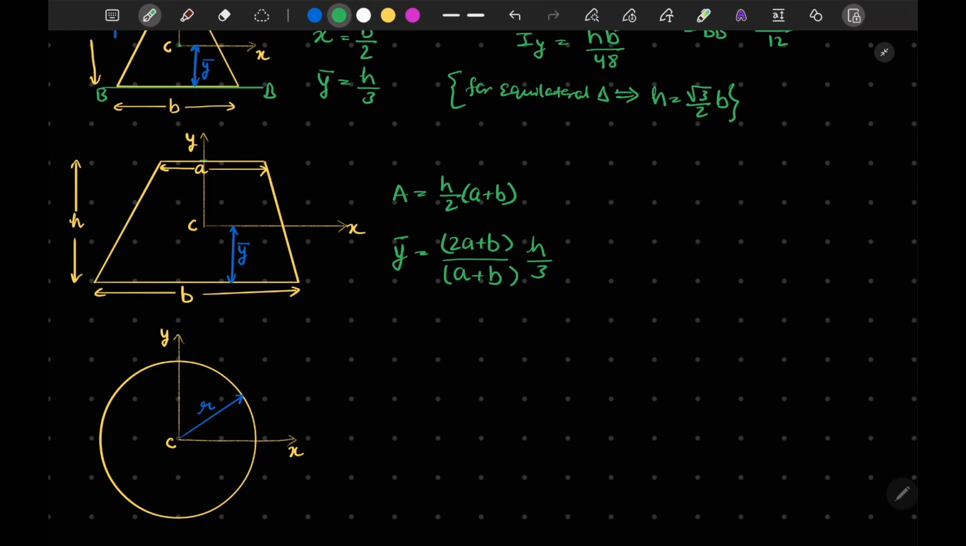Now if I want to calculate, let's say, your Ix, I can write Ix is equal to h cube by 36 into (a square plus b square plus 4ab) divided by (a plus b).